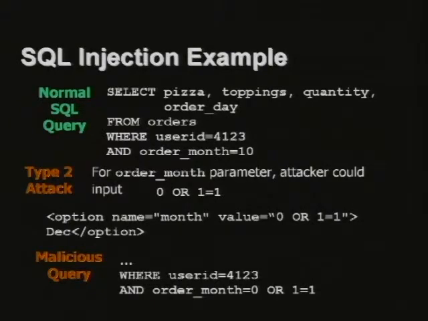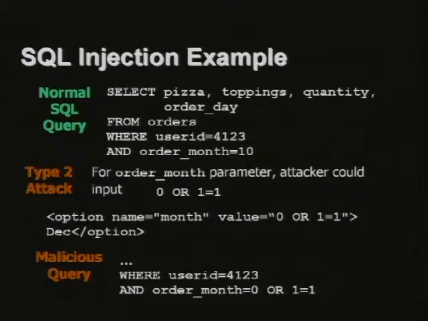So, of course, in SQL, AND takes precedence over OR, and so the user ID equals 4123 and order month equals 0 ends up evaluating to false, but the OR 1 equals 1 part evaluates to true. And notice that there's no user ID specified. So basically, the result of the query will be all of the pizzas that were ordered for every user.